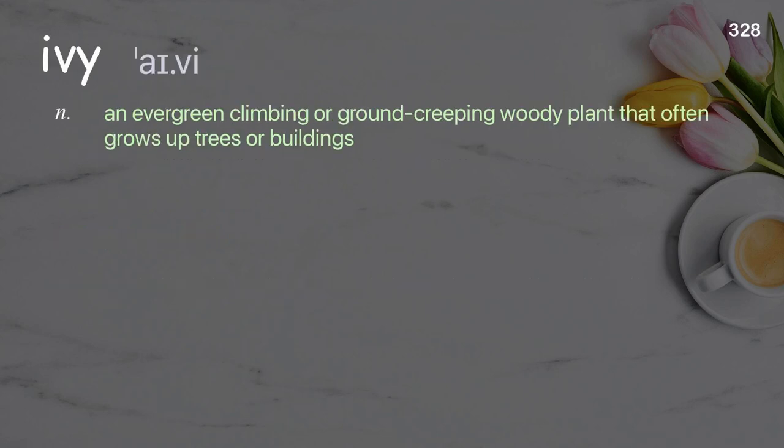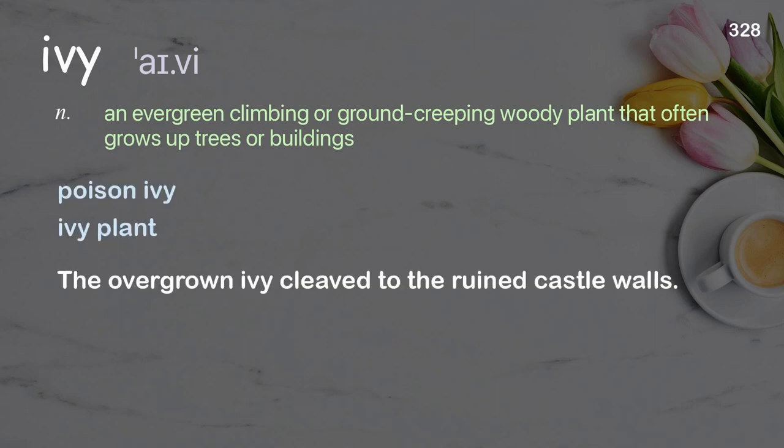Ivy. An evergreen climbing or ground creeping woody plant that often grows up trees or buildings. Examples. Poison ivy. Ivy plant. The overgrown ivy cleaved to the ruined castle walls.